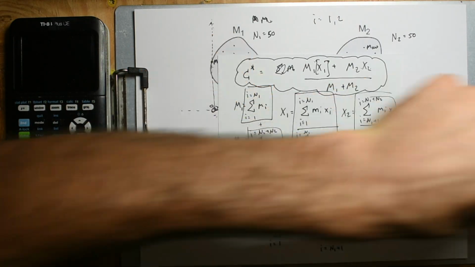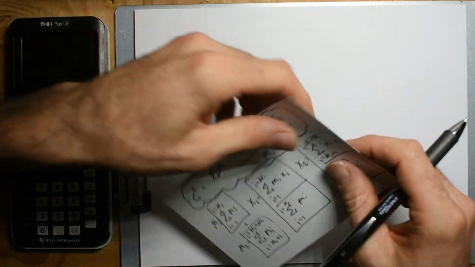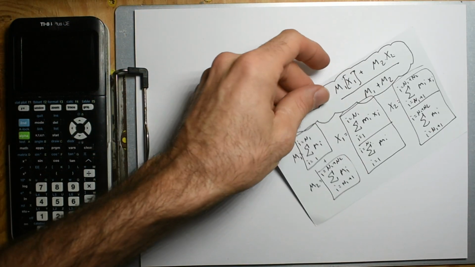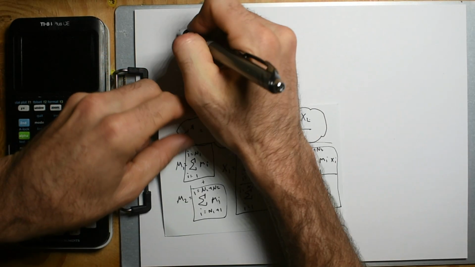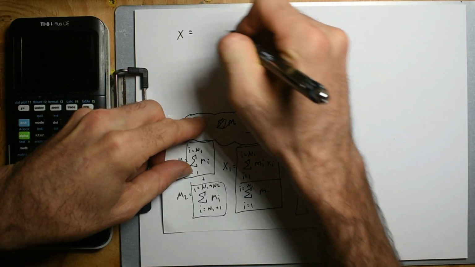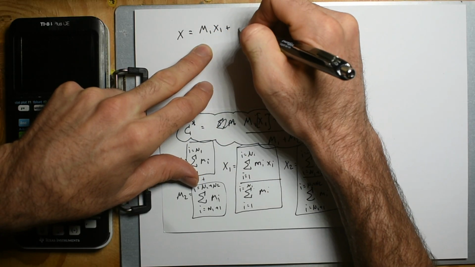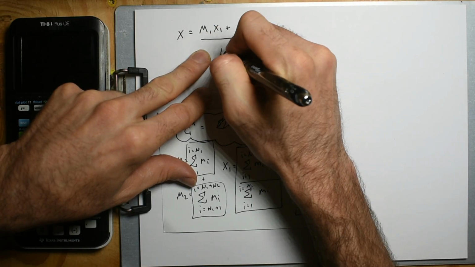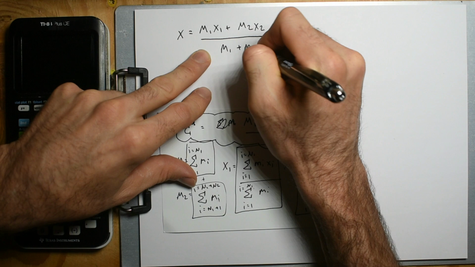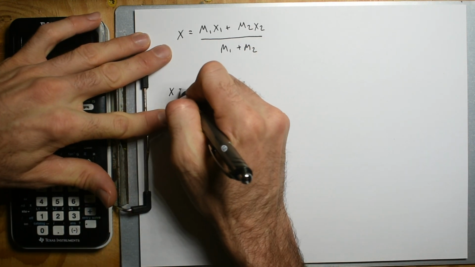And we're going to have to probably use a lot of paper anyway. Sorry for writing so small. But let's do this. I can just rewrite this equation. So we have m1 x1 plus m2 x2 over m1 plus m2. Now let's do it.